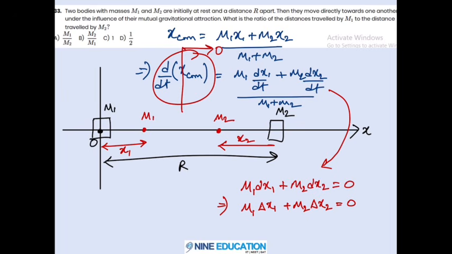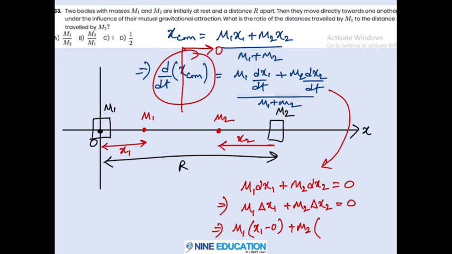Now let us understand. We have almost reached the conclusion. m1 into delta x1. What is the change in position of mass 1? This is mass 1. This is the initial position. This is the final position. So final position is x1 comma 0. Initial position is 0 comma 0. So change in x is x1 minus 0. So I can write that here: x1 minus 0, plus m2 into delta x2.